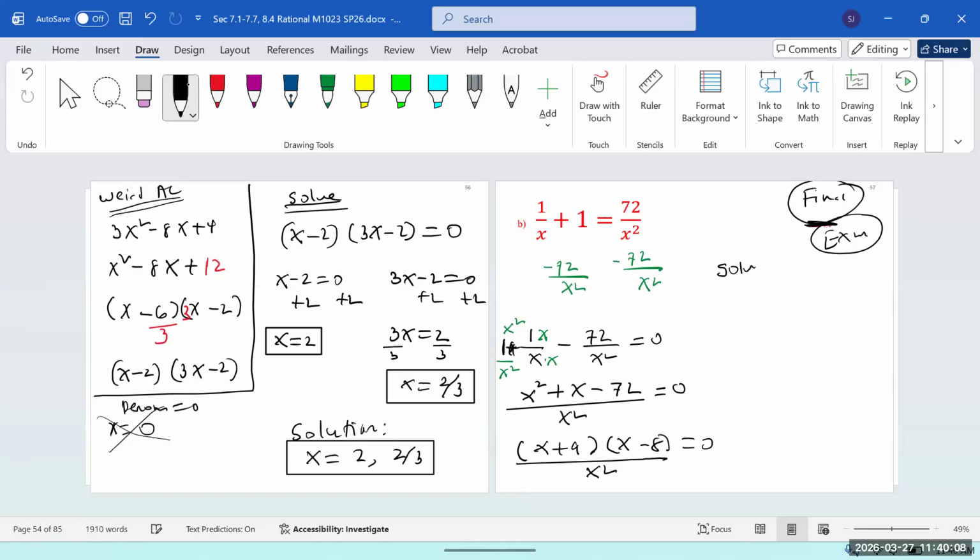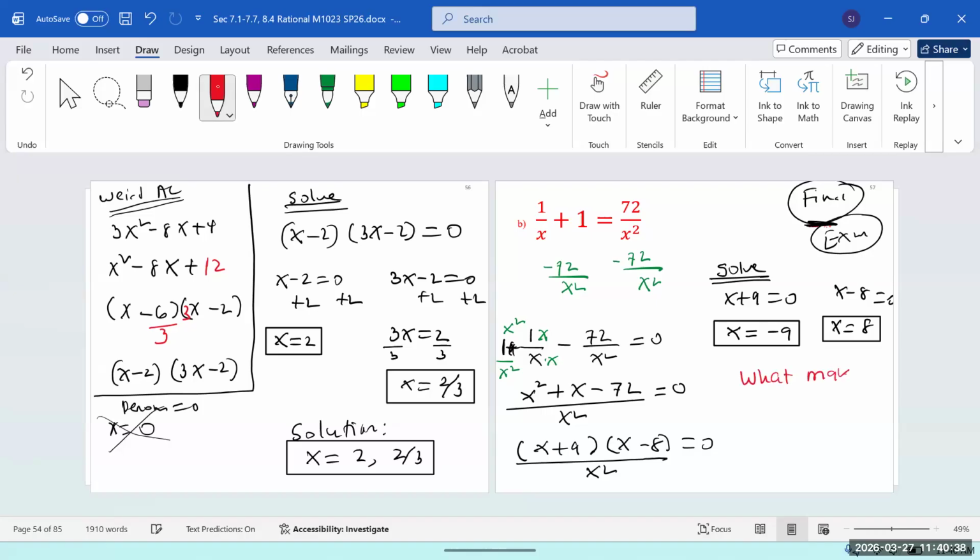Malinda, when you go to solving, what do you do? X plus 9 equals 0, x minus 8 equals 0. So what is our first x? Great. And what is our second x? Positive 8. Perfect. Now we have to check what makes the denominator 0. Let me make it red. It's dangerous.